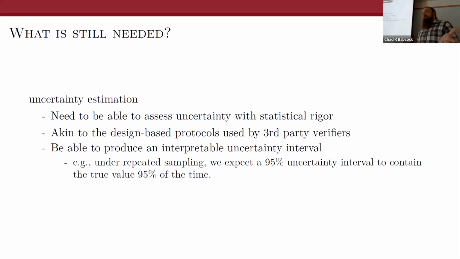So a lot of times we can produce these types of 95% uncertainty intervals, but if they're not grounded in statistics, then they don't necessarily follow this sort of approach. There's a lot of ways to produce uncertainty intervals using different machine learning algorithms and whatnot, but you're not really producing them in such a way that it actually satisfies this sort of statement here.